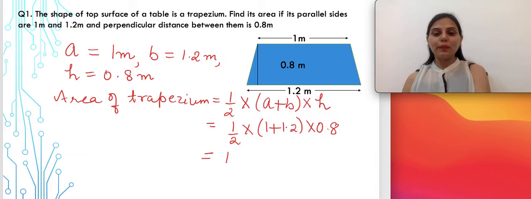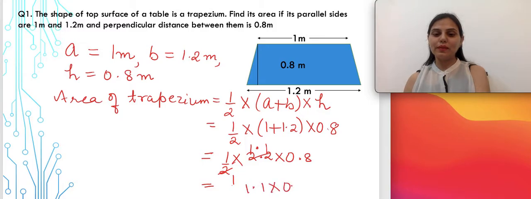Now this step can be written as 1 upon 2 multiplied by 2.2, which we get on adding, multiplied by 0.8. Now we can cancel 2 and 2.2: 2 ones are 2, and 2 1.1s are 2.2. This can also be written as 1.1 multiplied by 0.8, which on solving will give you the answer as 0.88, and since it's area, the units will be meter square.